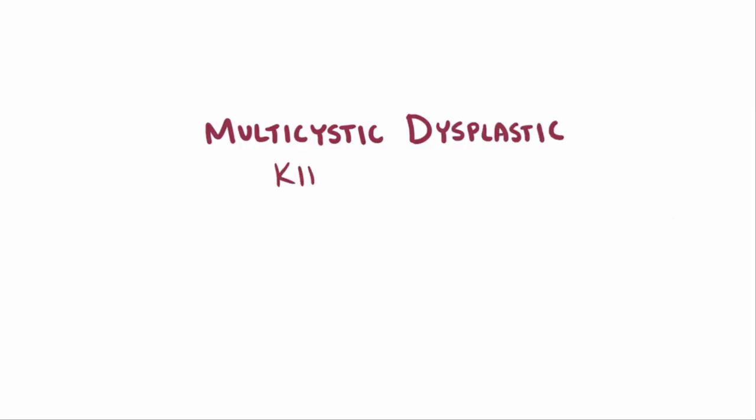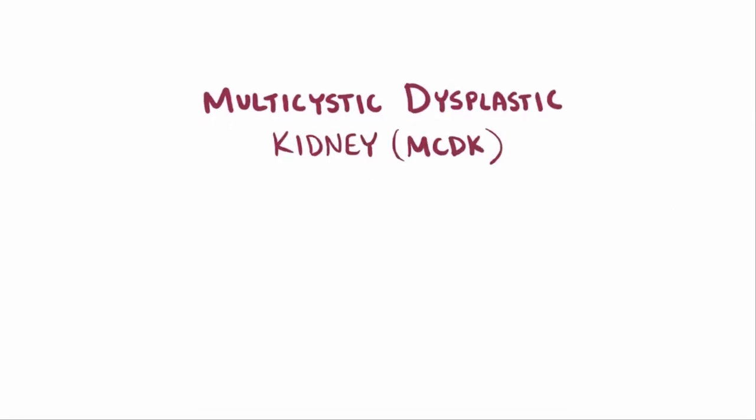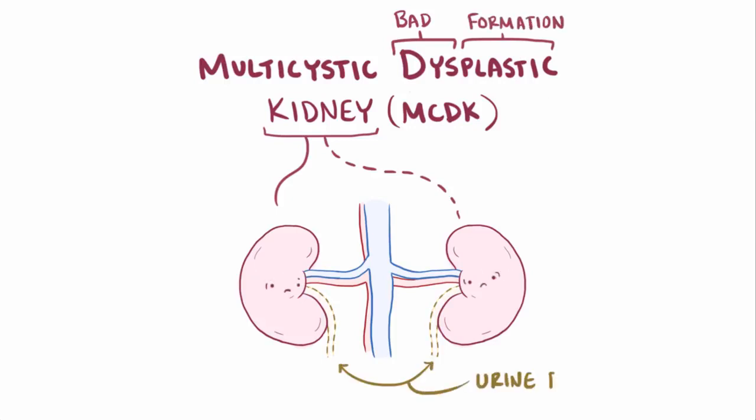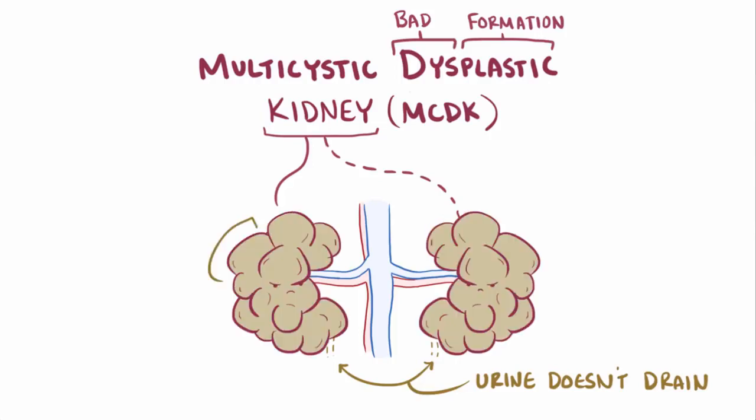Multicystic dysplastic kidney, or MCDK, is a congenital disease where one or both kidneys don't form quite right, specifically causing them to not drain urine properly, which results in urine building up in the kidneys and forming multiple fluid filled sacs called cysts.